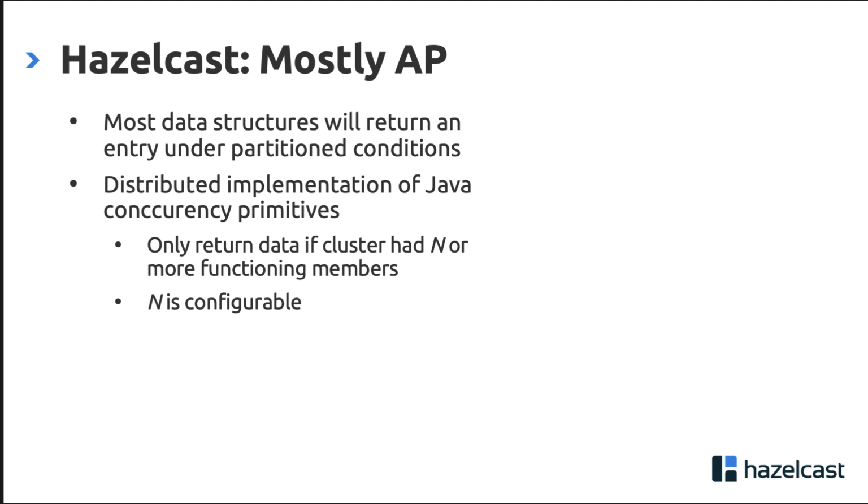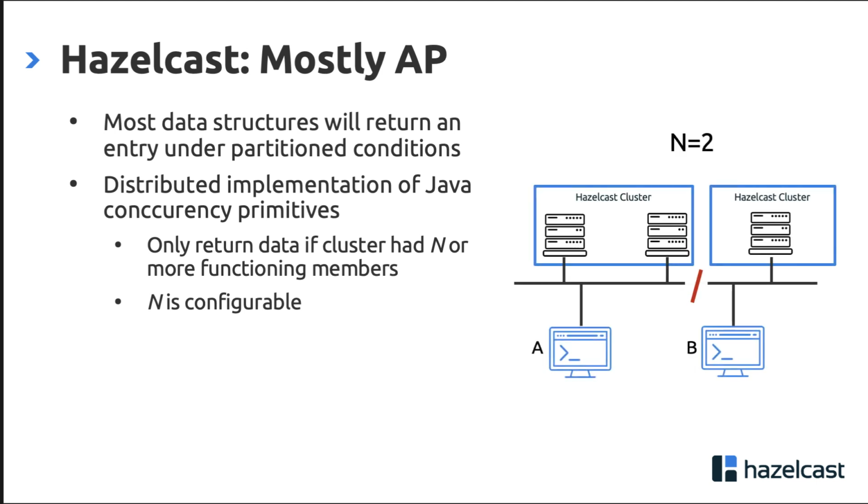To meet the need for consistency, earlier versions of Hazelcast IMDG provided distributed implementations of the Java concurrency primitives. Instead of returning data no matter what, these structures would return an error under partitioned conditions. You, the programmer, controlled your tolerance for possible old data by setting a minimum operating cluster size. Within the operating cluster, consistency was provided, but if the cluster fell below the configured limit, the data structure would return an error if called on. So in our previous partitioned example, if you configured the data structure with a minimum cluster member count of 2, Client A would continue to write to and read from the data structure, but Client B would receive errors.